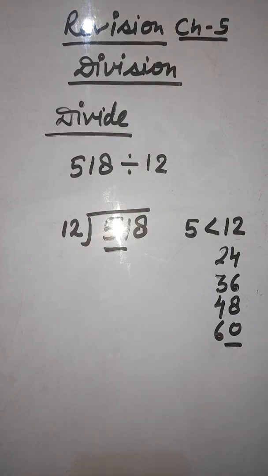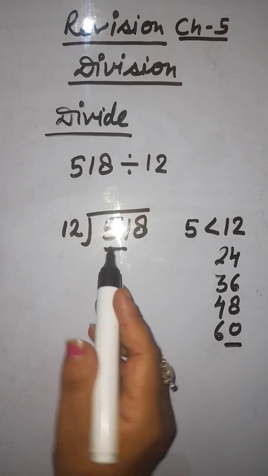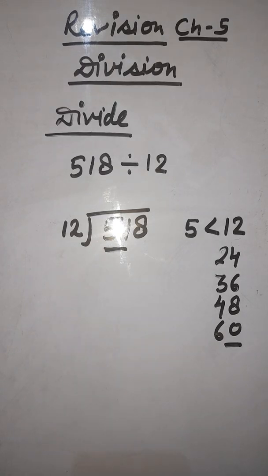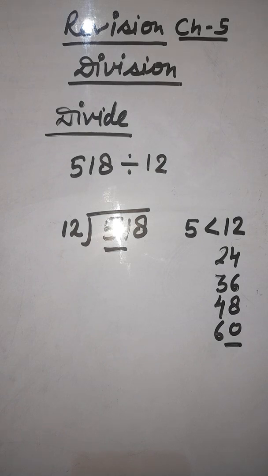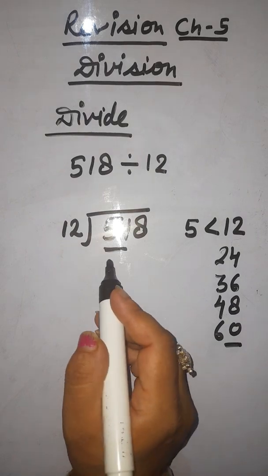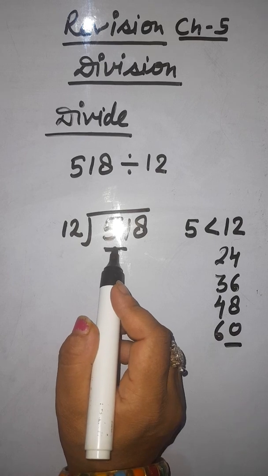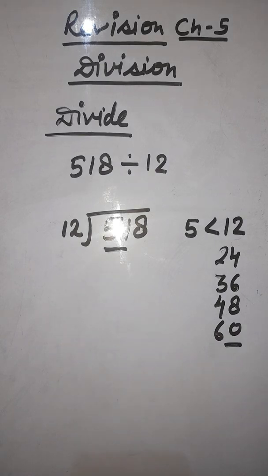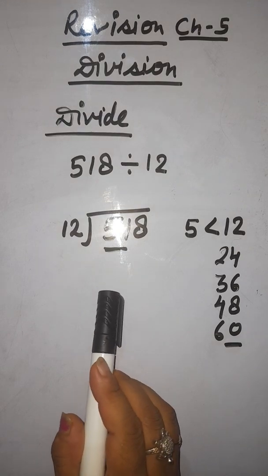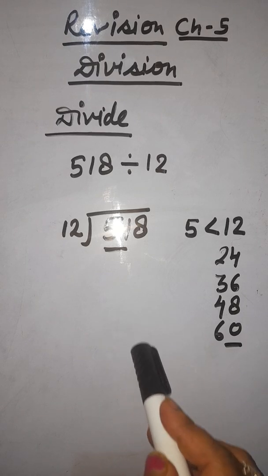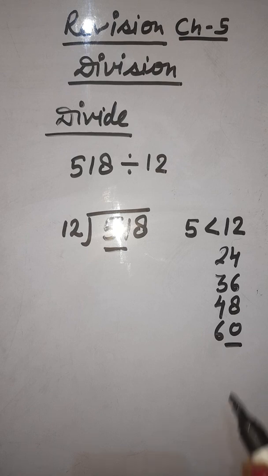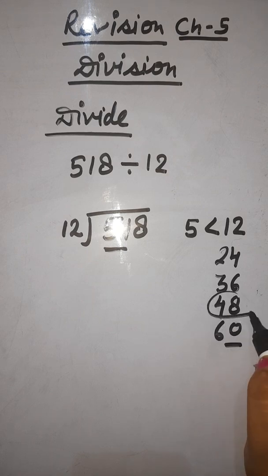We need a number which is smaller than 51 and near to 51, because here 12, 24, 36 and 48 are all smaller than 51, but we need a number which is smaller than 51 and nearest to 51. हमें ऐसे नंबर की यहाँ पर ज़रूरत है जो कि 51 से छोटा होना चाहिए और उसके नज़दीक भी होना चाहिए. So here we have a number that is 48.